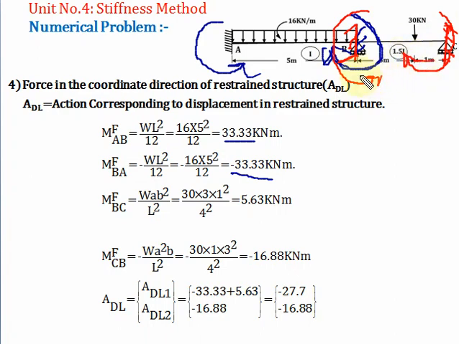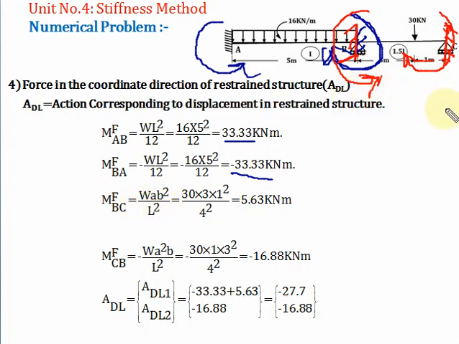Now for member BC, it will be in anti-clockwise direction. As it is anti-clockwise, it is plus. And which type of load is given? It is a point load which is acting away from the center. So the formula for that is WAB square upon L square.